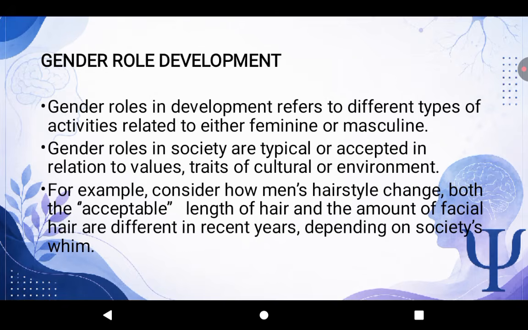So here is an example. Well, let's consider how men's lifestyle changes. Both the acceptable length of hair and also the amount of facial hair are different in recent years, depending on the society's whim.